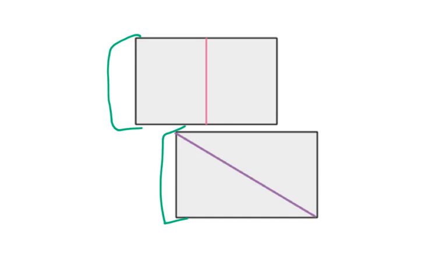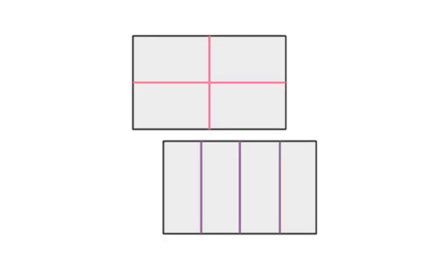Let's take a look at the next shape. What do you notice about these rectangles? How are they partitioned? How many equal parts do they have? That's right. There's 1, 2, 3, 4 equal parts.